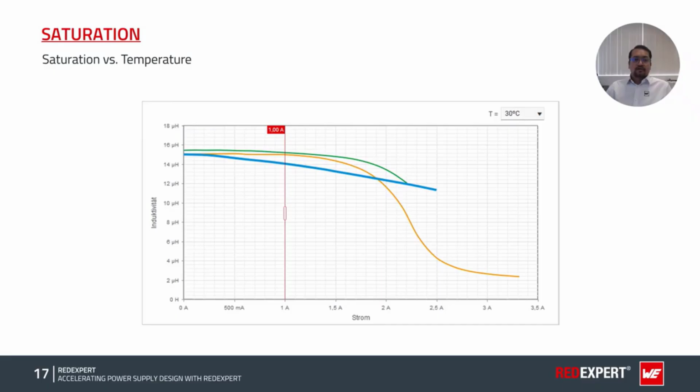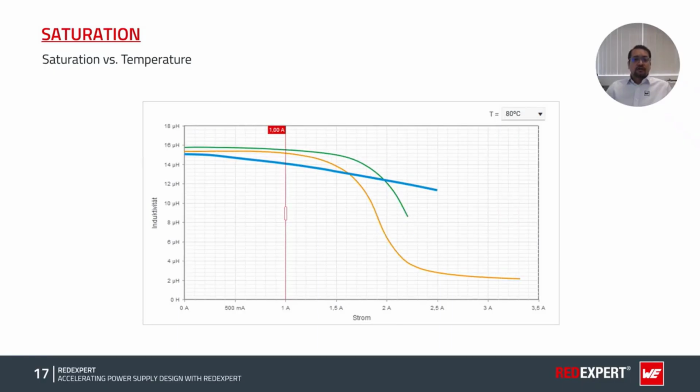Because when you design only based on room temperature datasheet values, that can lead to inaccurate assumptions about real world performance. So what do we recommend here? We recommend you to use REDEXPERT, which enables you to visualize inductance versus current curves at user defined temperatures. And this allows you to evaluate how the component behaves across your full operating temperature range and confirm that it remains within the safe limits. This is a critical validation step that is often overlooked but can significantly improve design reliability.